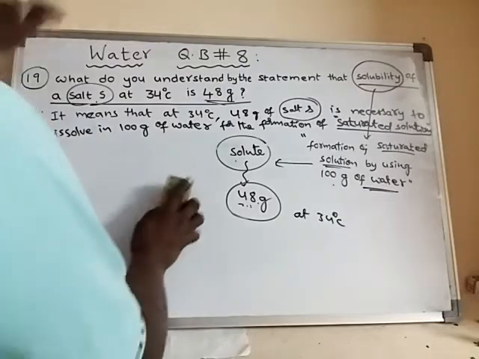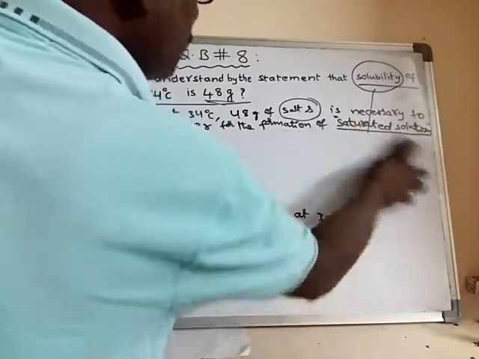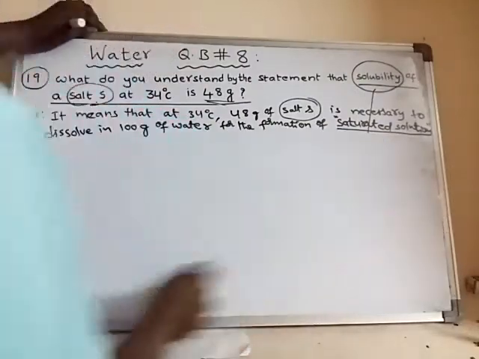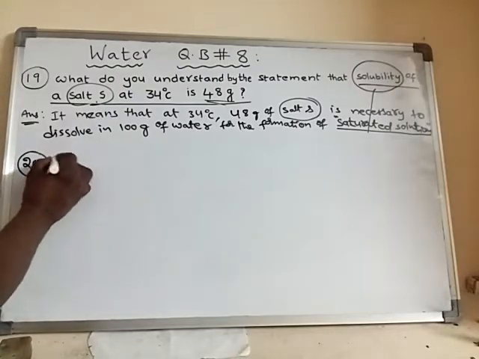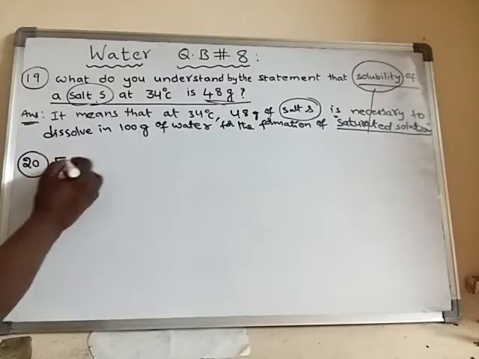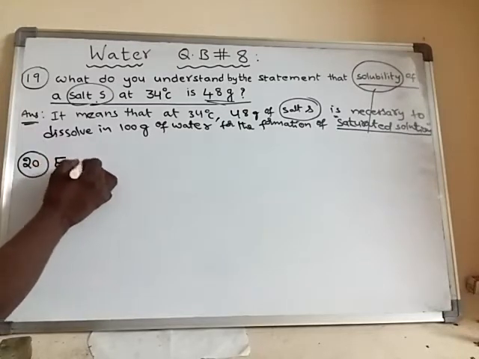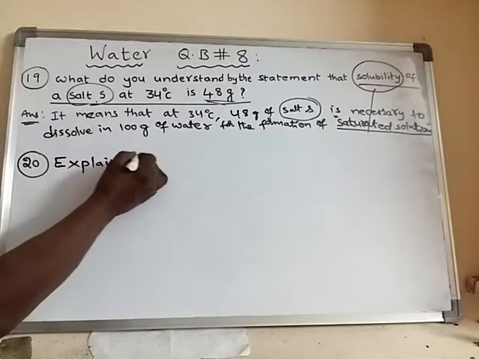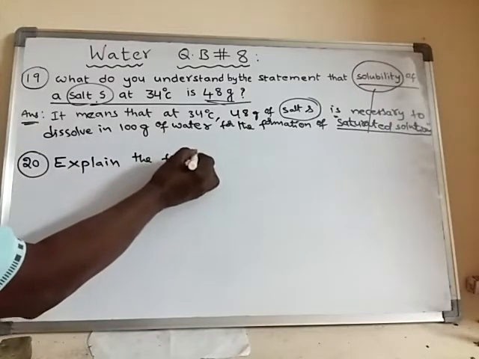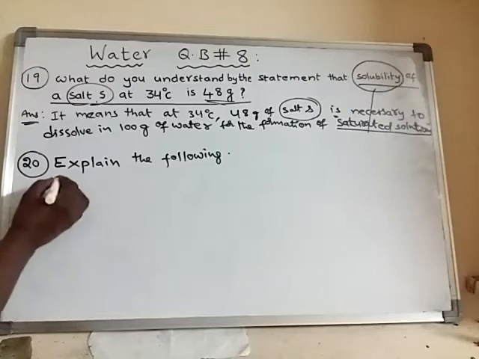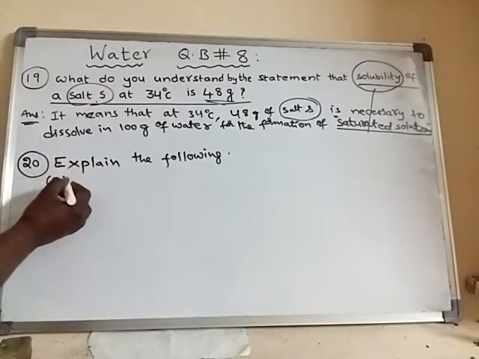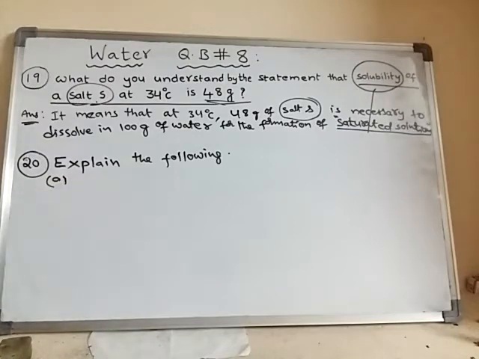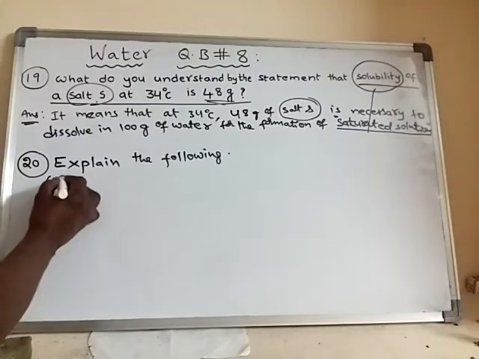Okay, right. Now let us learn the next question, question number 20. In the 20th question, we have to explain the following. There are two sub questions in 20. Sub question A: Why does effervescence take place?